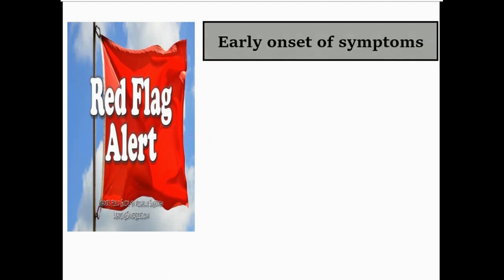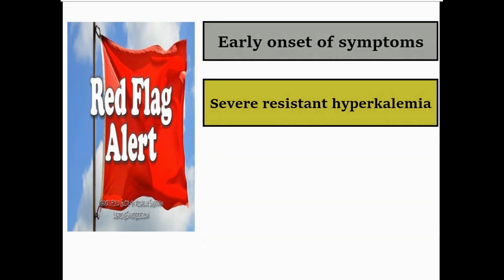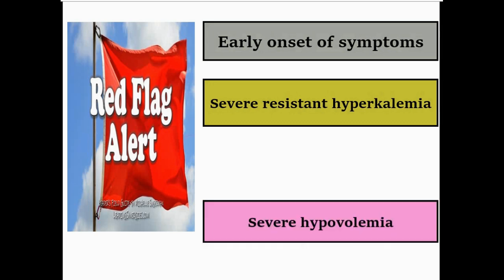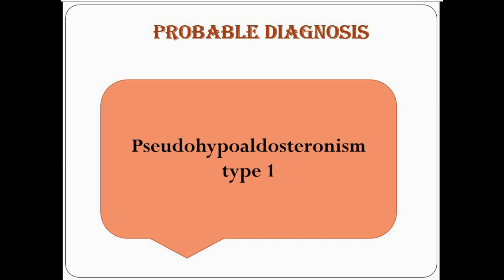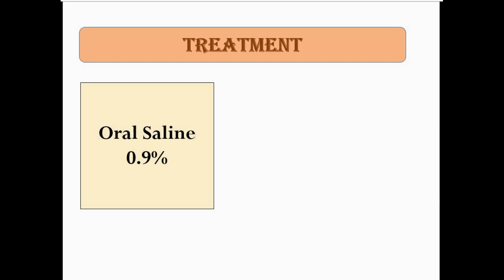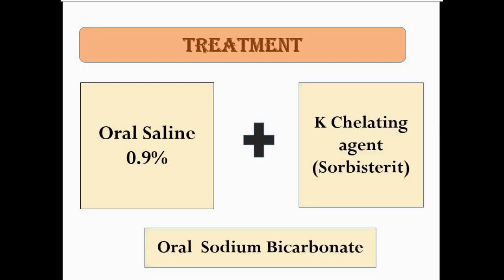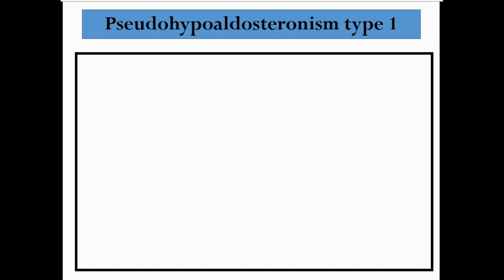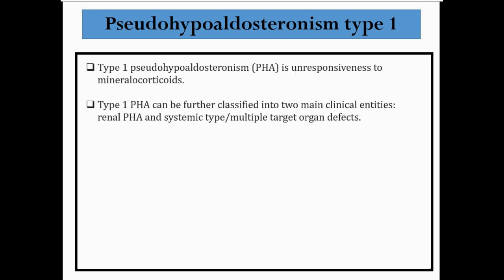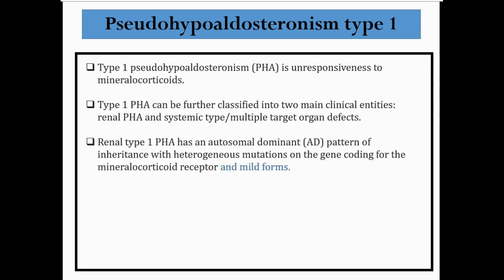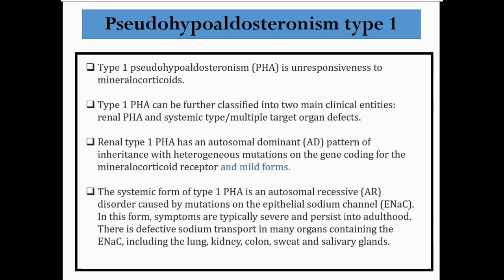What are the red flags in our patient? We have a very early onset of symptoms, but very severe symptoms with severe resistant hyperkalemia, severe hypovolemia, and normal serum blood glucose. So we probably have pseudohypoaldosteronism type 1, treated with just oral saline, potassium chelation therapy, and oral sodium bicarbonate. What about this problem? This is unresponsiveness to mineralocorticoid, either at the renal level or as a multiple target organ defect. It's a heterogeneous form, but the systemic form is very aggressive.